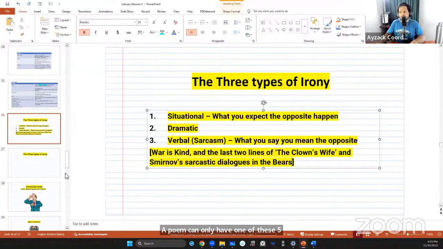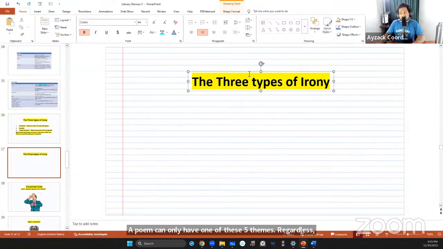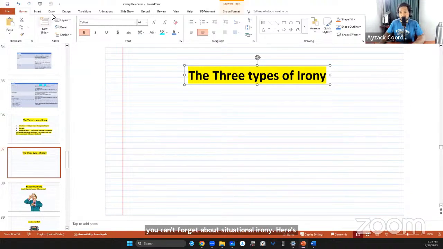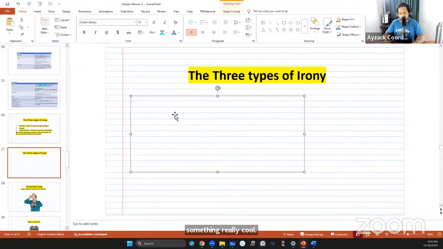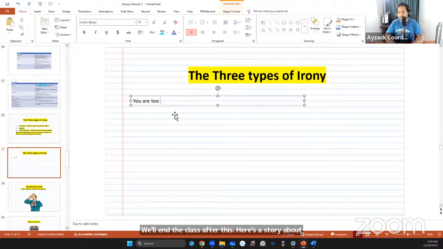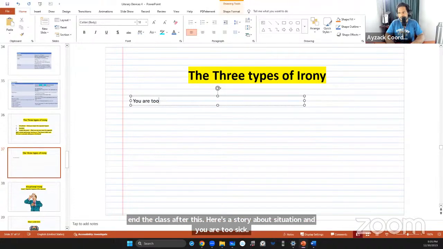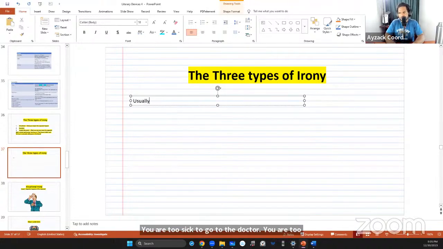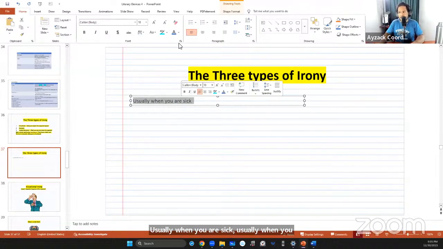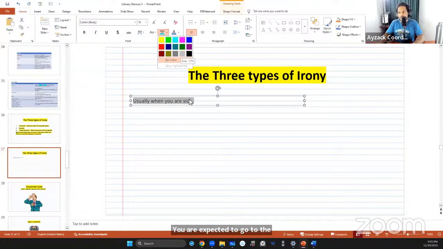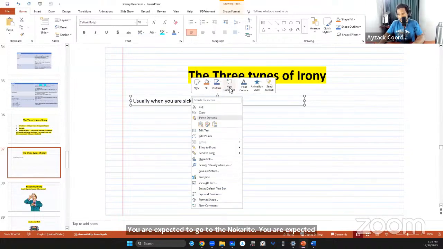Regardless, you can't forget about situational irony. Here's something really cool. We'll end the class after this. Here's a story about situational irony. You are too sick to go to the doctor. Usually, when you are sick, you are expected to go to the doctor, right? You are expected to go to the doctor, aren't you, Nangis and Mallis?